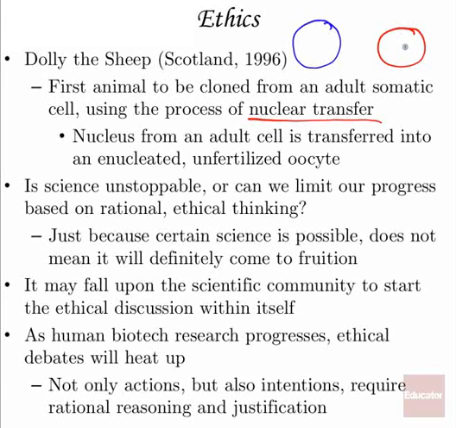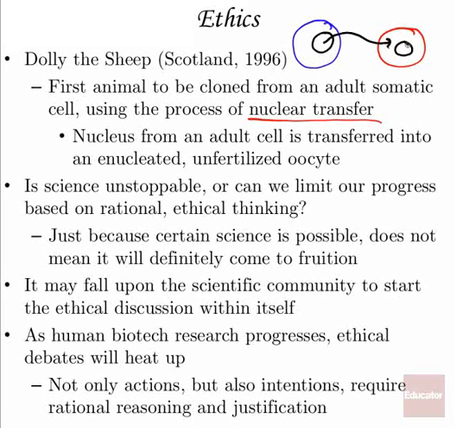Okay, zygote, enucleated, adult cell with a nucleus. Take that out, put it into here. Okay, and then try to grow an organism. Well, they actually did this with the sheep. And that sheep lasted about 6 years before passing away.